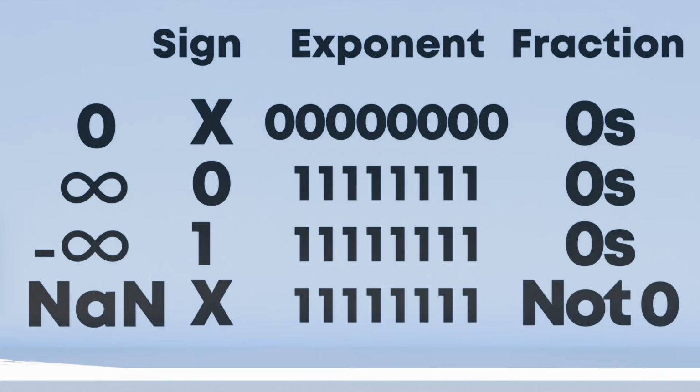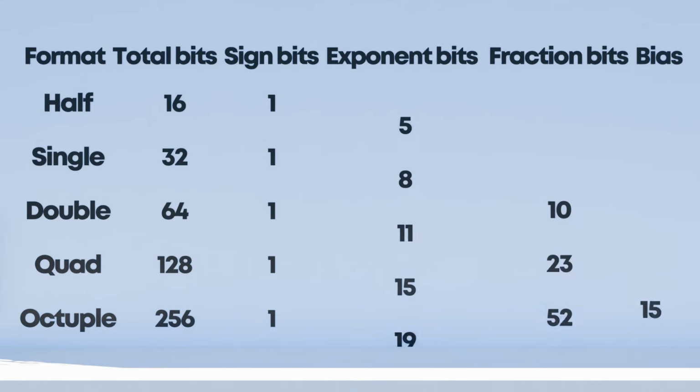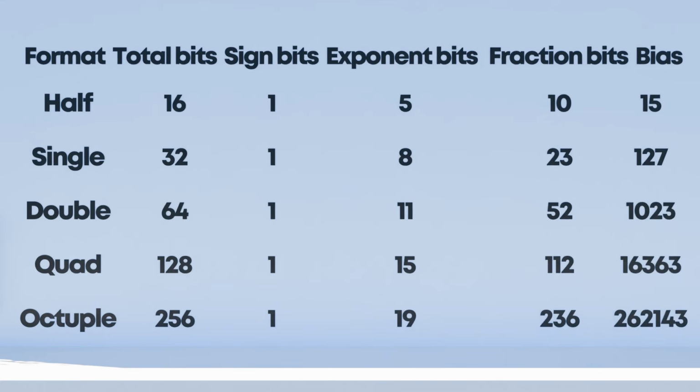Finally, you have the value not a number, or just NaN. This is something you'd use when you have an invalid operation or value, such as when you divide 0 by 0 or take the square root of a negative number. NaN uses an exponent of all ones, and the fractional part should just be anything non-zero. The sign can either be positive or negative. So now that you know how to represent numbers using single precision, you can use the same system for half, double, quads, and so on. Here you have an overview of how bits are used in other formats, as well as the bias they use.